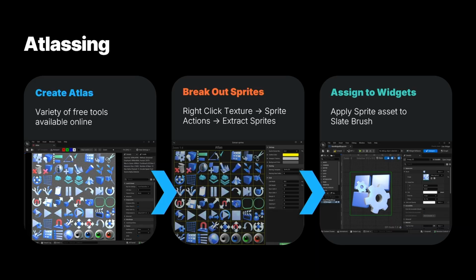And as far as how to do this, 3 easy steps. First, you'll create an atlas. There's tools online that can do this. It's pretty easy. You just kind of upload all your images and it'll merge them together for you. Next, you're going to break out sprite assets within the engine itself. So this is right-clicking on the texture that you uploaded and extracting all the sprites, and you'll get a bunch of sprite assets. And then you just assign them to your widgets the same way you would a texture. You can drop them right onto a brush. Won't even tell the difference.